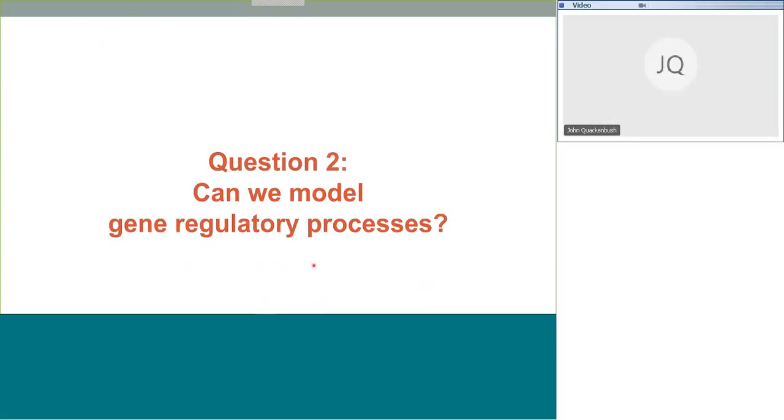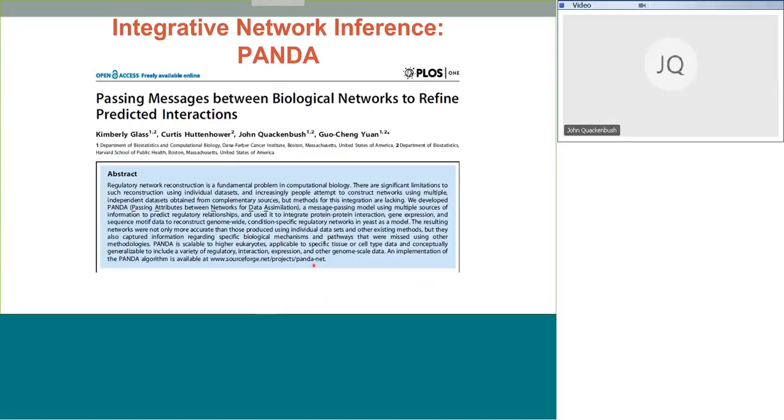The second story I wanted to tell is one about modeling gene regulatory processes. So this builds around the second method I mentioned earlier, PANDA.